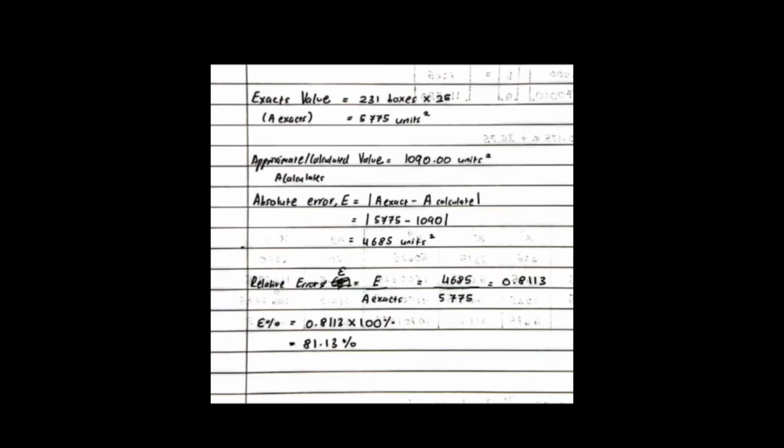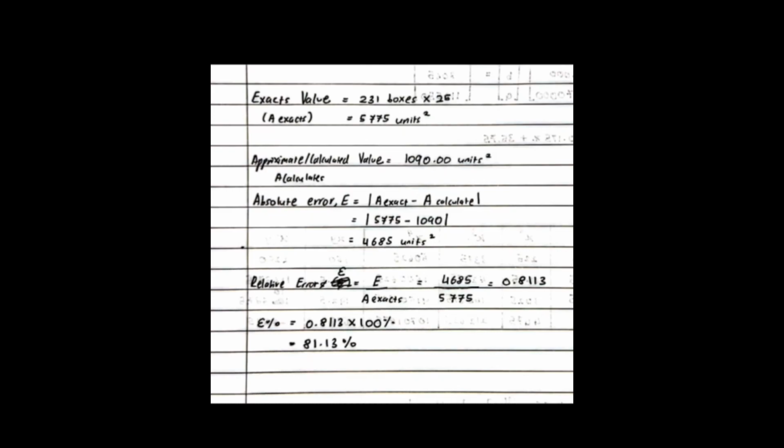And for the bottom, we use the limits 15 until 55. For the upper limit 55, we got 472.94, and for the lower limit 15, we got 129.61. So for the total area, we got 1090.00 units squared.